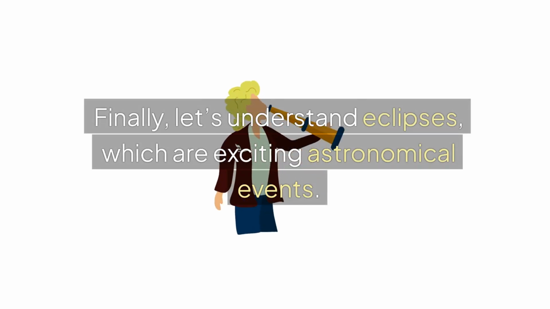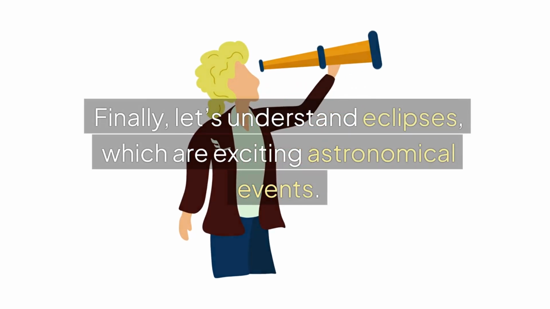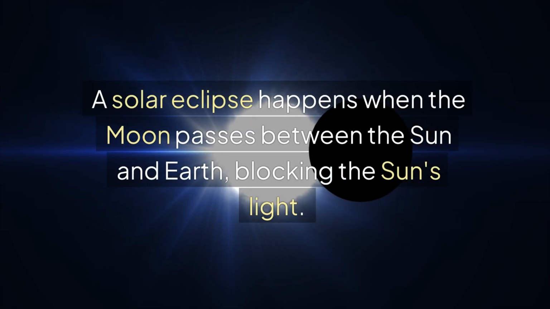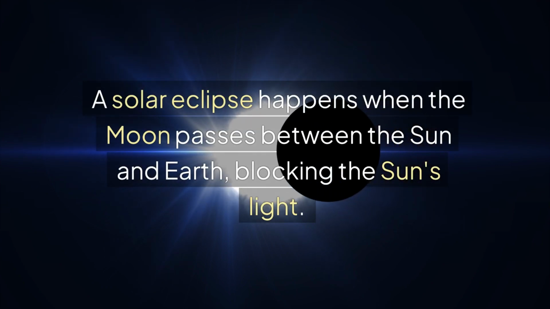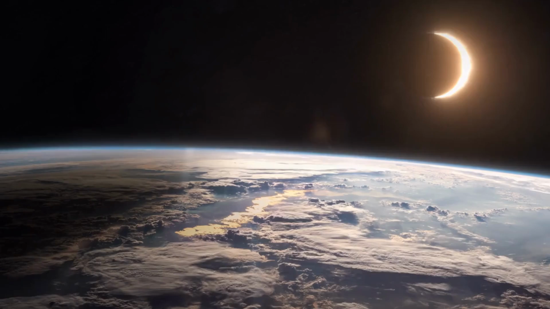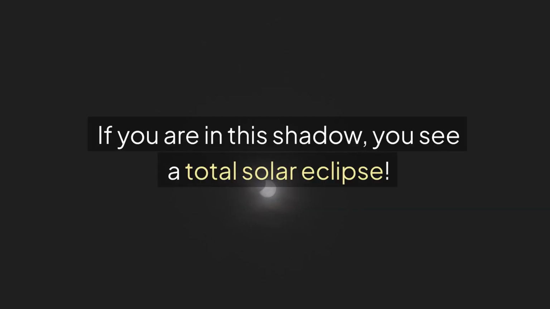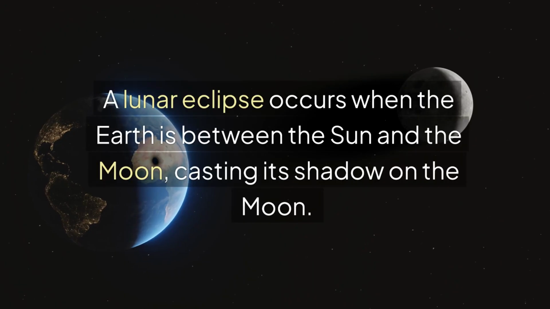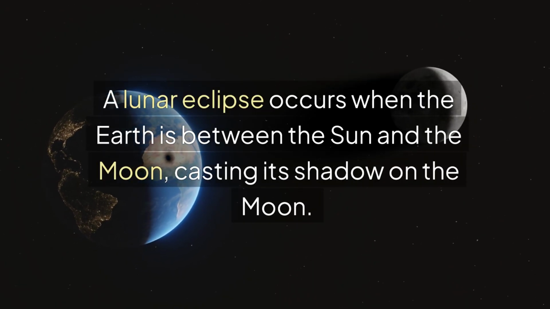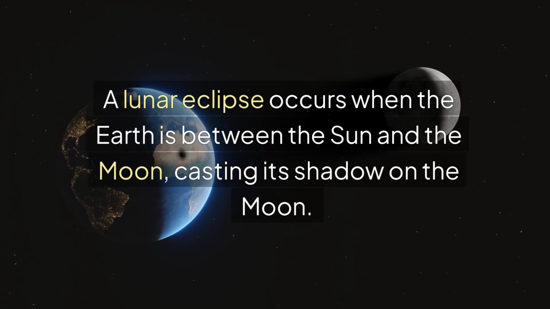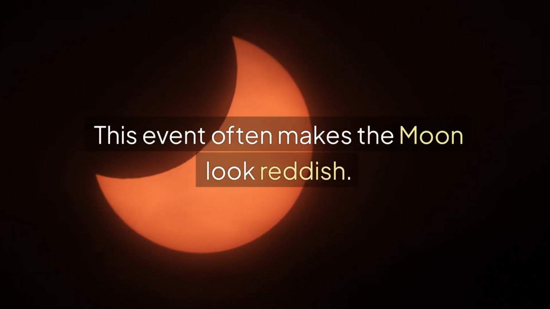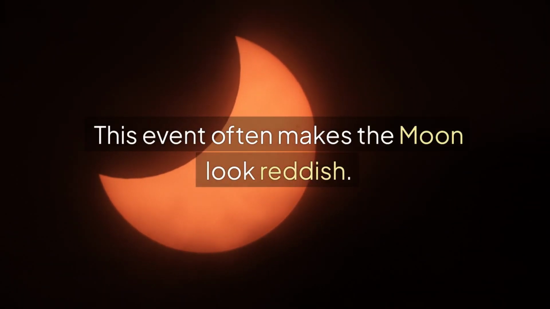Finally, let's understand eclipses, which are exciting astronomical events. A solar eclipse happens when the moon passes between the sun and Earth, blocking the sun's light. It creates a shadow on Earth. If you are in this shadow, you see a total solar eclipse. A lunar eclipse occurs when the Earth is between the sun and the moon, casting its shadow on the moon. This event often makes the moon look reddish.